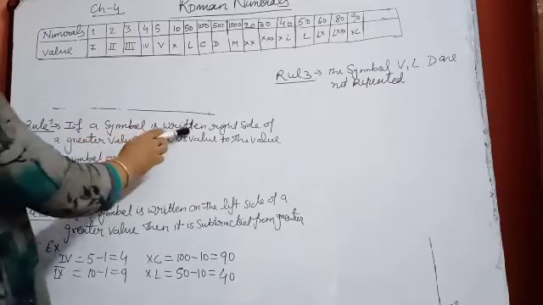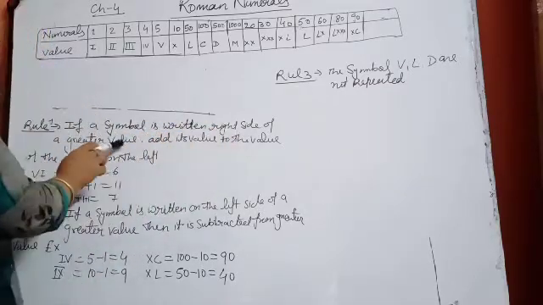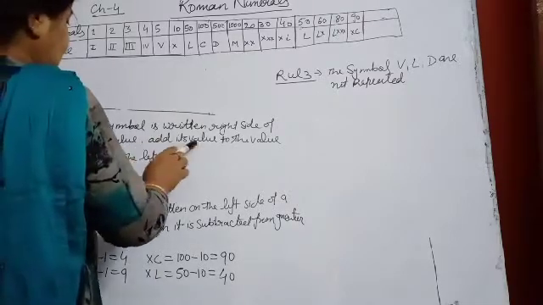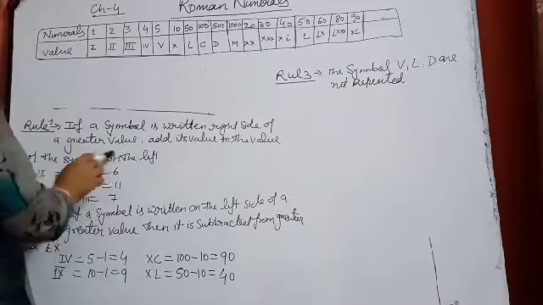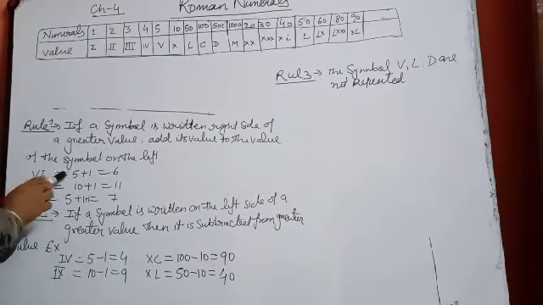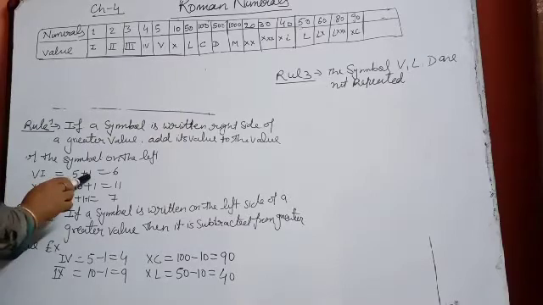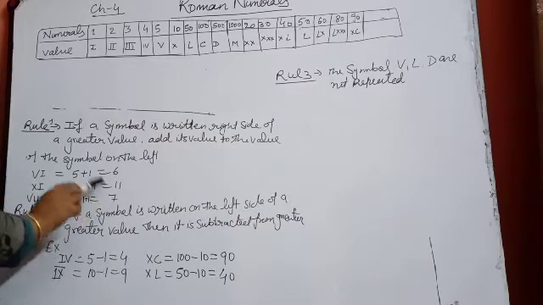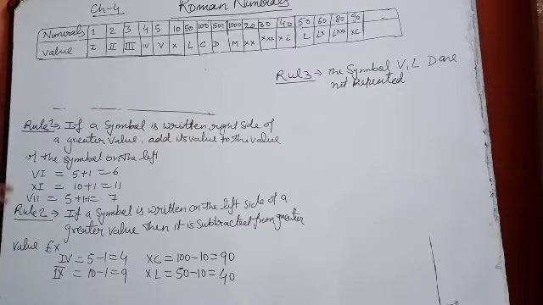If a symbol is written on the right side of a greater value, see that 5 is greater than 1, and it is written on the right side of the greater value, then its value is added to the symbol on the left. Whatever symbol is given on the left side, you will add to it. See that 5 plus 1, it will be 6. Similarly 10 plus 1, it will be 11. 5 plus 1 plus 1, it will be 7. You already know all these rules because you have done a lot of questions in the previous class also. Now see rule 2.